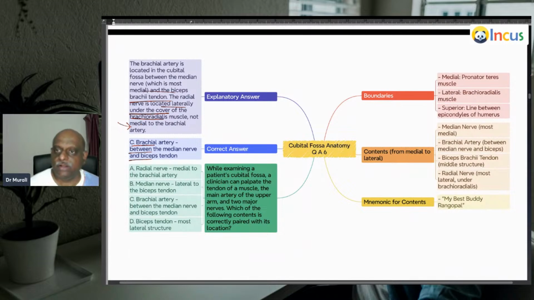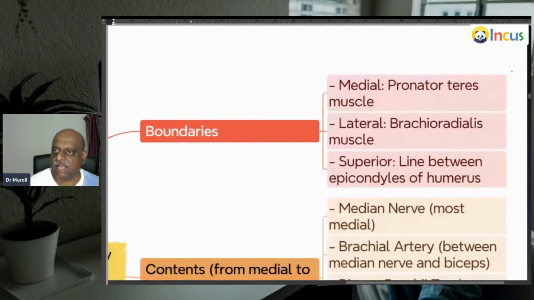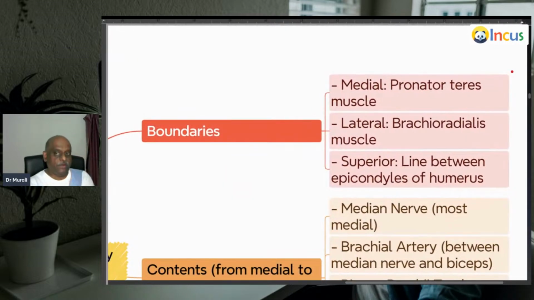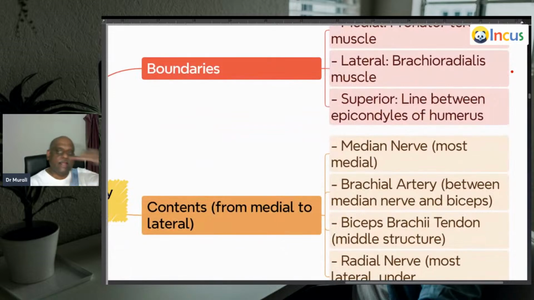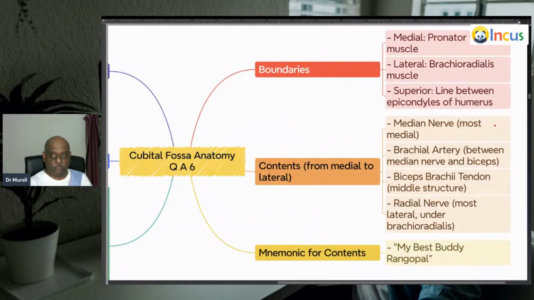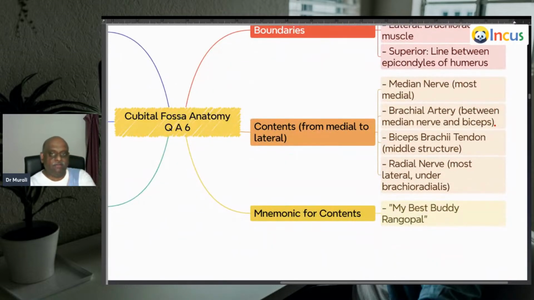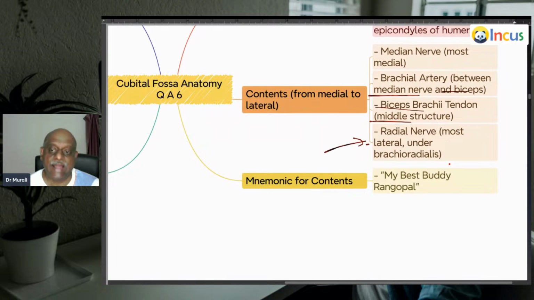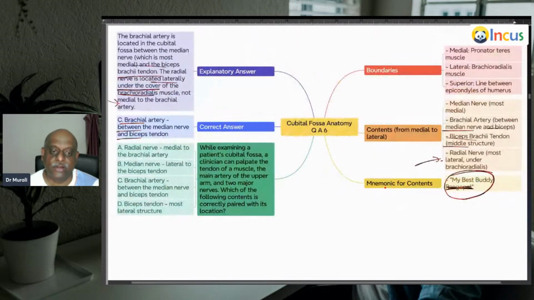So you should know the boundaries of the cubital fossa: pronator teres, brachioradialis, and superiorly the line between the epicondyles of the humerus. The median nerve is most medial. The brachial artery is between the median nerve and biceps. The biceps brachii tendon is the middle structure. And the radial nerve is most lateral, under the brachioradialis. The mnemonic is My Best Buddy.